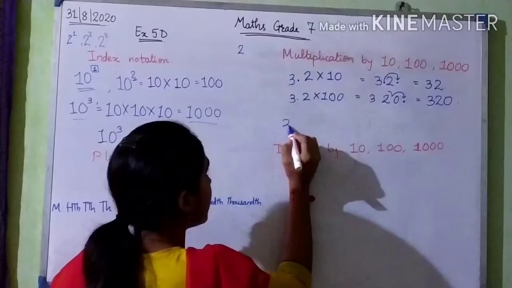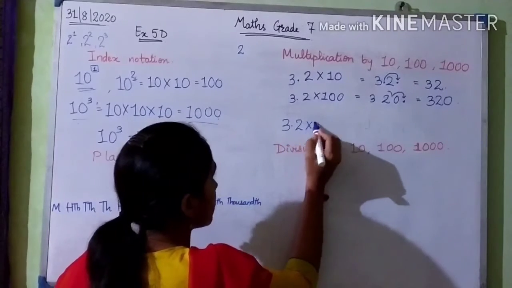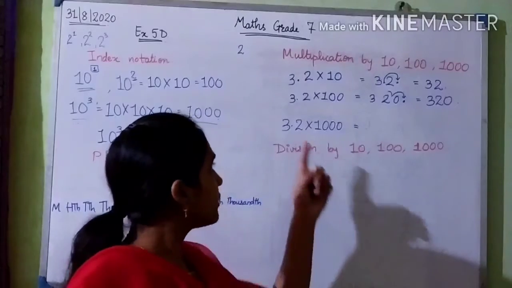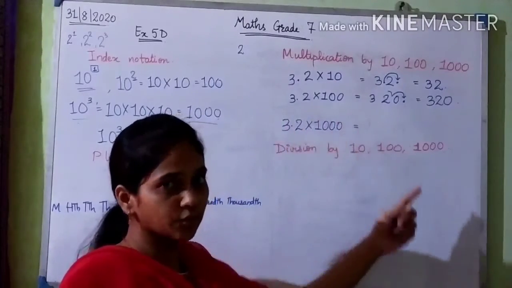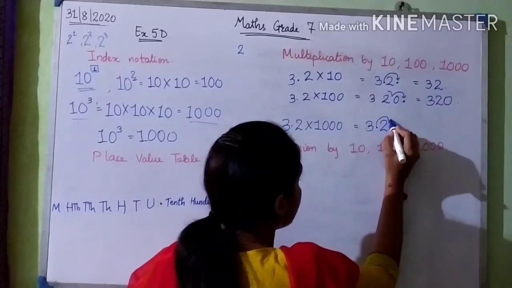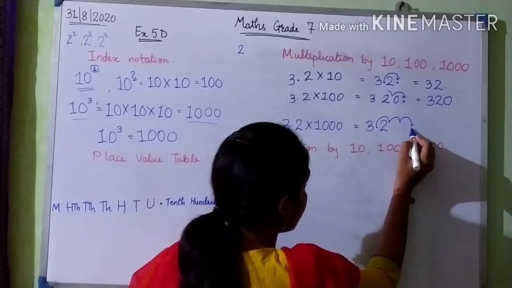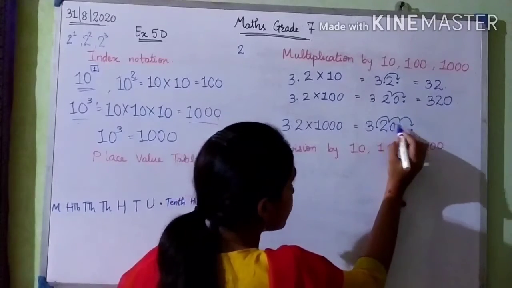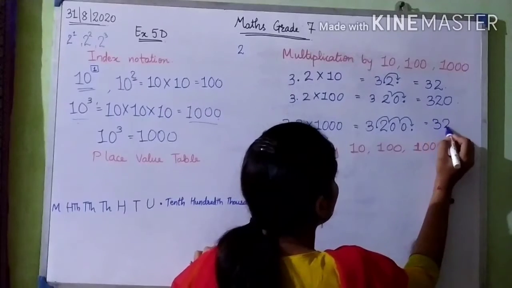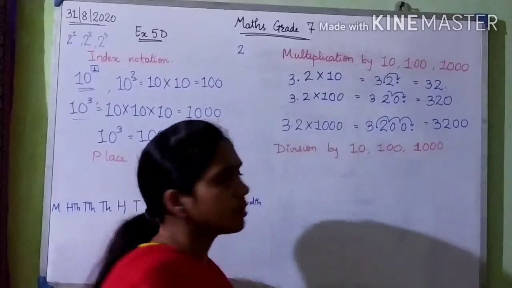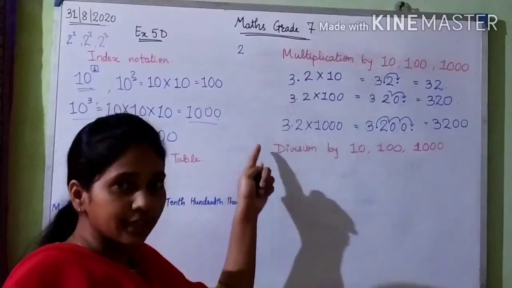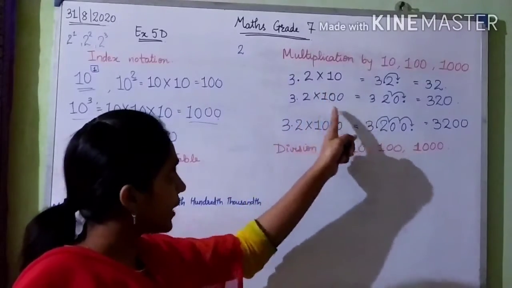Now if the same number is multiplied by 1000, how many zeros does 1000 have? 3 zeros. So we shift this decimal point 3 places towards the right. 3 places towards the right means 1, 2 and 3, so it will come here. Now there are no numbers in these 2 places, so we put 0, 0. So this becomes 3200. So this is how the numbers change when we multiply them by 10, by 100 and by 1000.